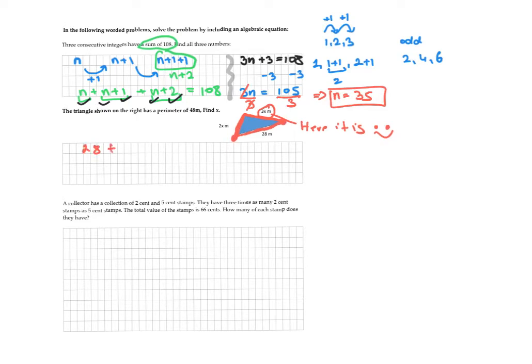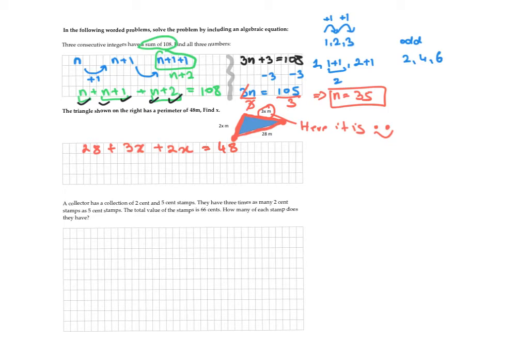Then the other side is 3x meters, and the last one is 2x meters. I'm not going to include units here, but I'm just checking that the units are the same. So the units have to be the same. If not, you have to convert to the same unit. So it's equal to 48 meters.